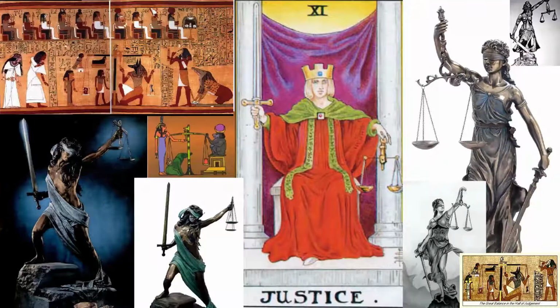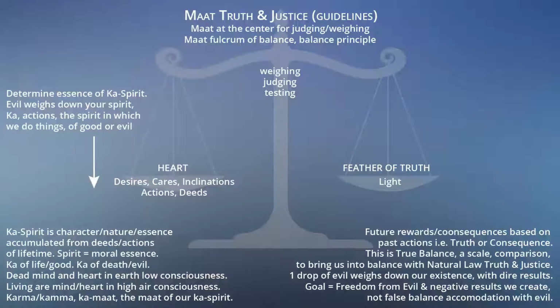Alright, so infographic number 26. This is explaining more the Maat, truth and justice as the scales and weighing. It's Maat and truth and justice as the guidelines. Is Maat at the center for judging and weighing, or you could have the baboon of Thoth or the iconograph for the Maat goddess at that fulcrum point being the guidelines and judging and weighing everything. It's the fulcrum of balance, the balance principle. That's why Maat is balance and order, equilibrium.